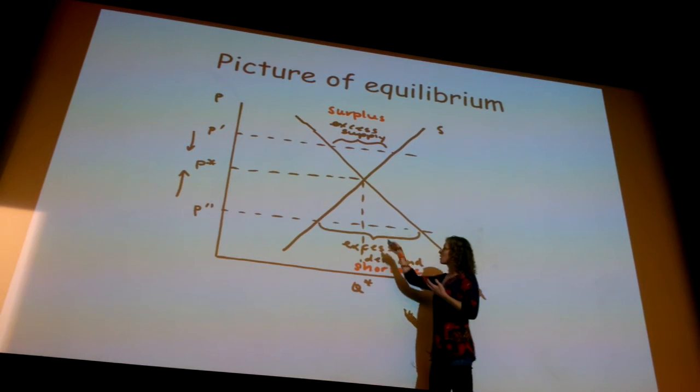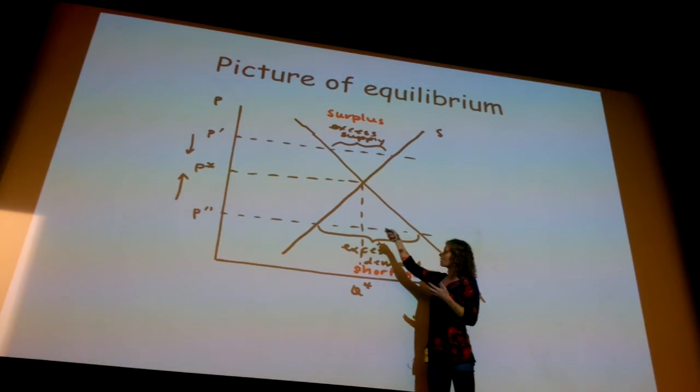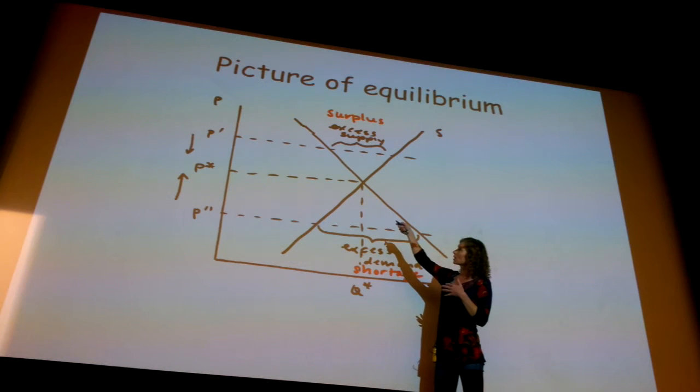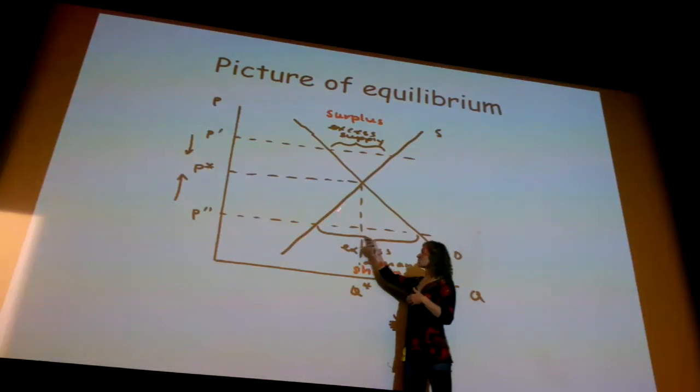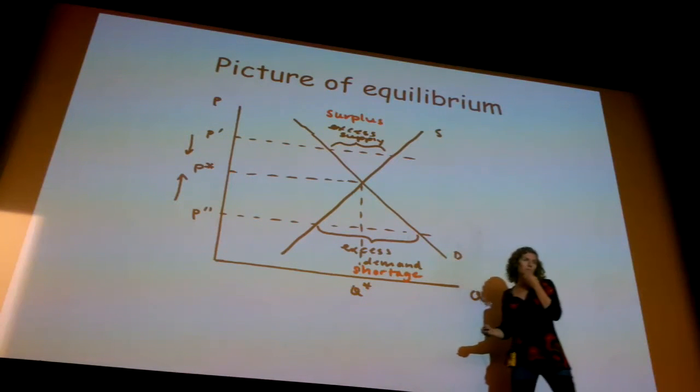Okay. So that's what things look like graphically. So are there questions about this and what's going on here? Okay. That's what's going on graphically. Now let's talk about what's going on mathematically.